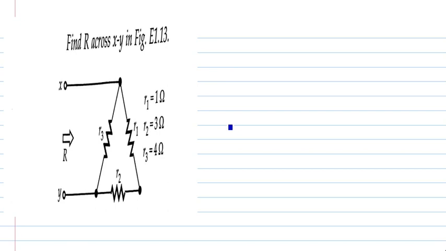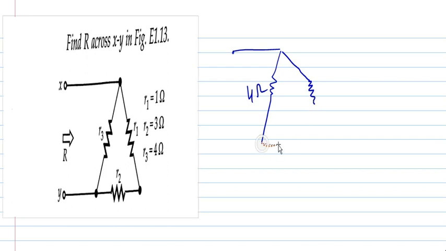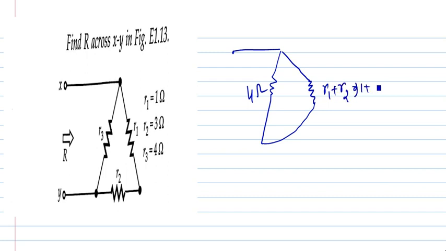This numerical says: find the R across terminals XY as shown in the figure. Now we have to solve this numerical, and we will solve it from the right hand side. Again the circuit will be converted in this manner. Here the resistance R3 is equal to 4 ohm. Here these two resistances, R1 and R2, are connected in series, so that will be made in this manner. We can add R1 plus R2, that is 1 plus 3, which is 4 ohm. So now this is a simple circuit.